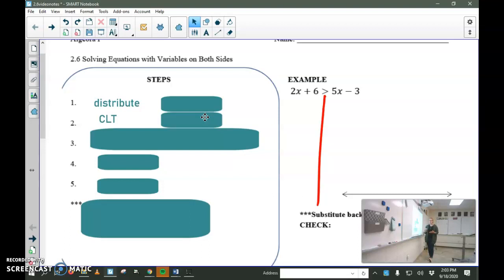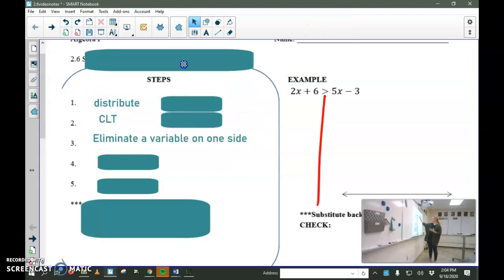The next step is the new layer. My next step is to look at my problem and say, well, my job is to isolate x. I have two x's. So I either need to get rid of the 2x, so I only have x on the right-hand side, or I need to get rid of the 5x, so that I only have x on the left-hand side. And no, I cannot actually get rid of them by just scratching them out, okay? So we have to do some math to eliminate. That's our next step. We're going to eliminate a variable on one side.